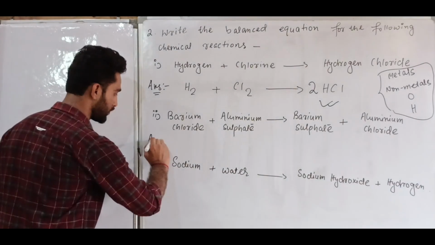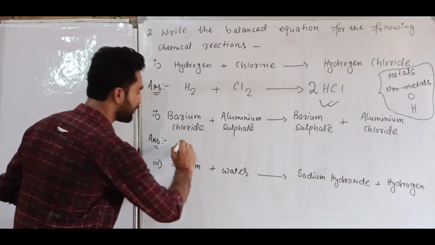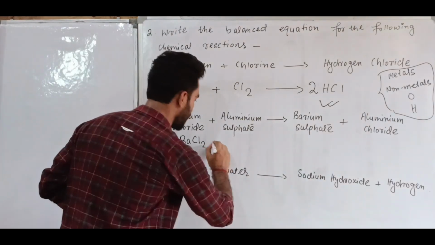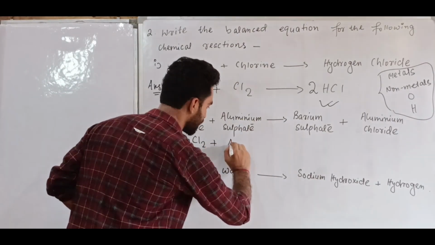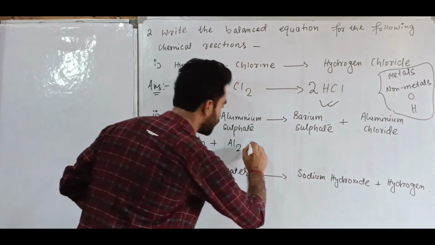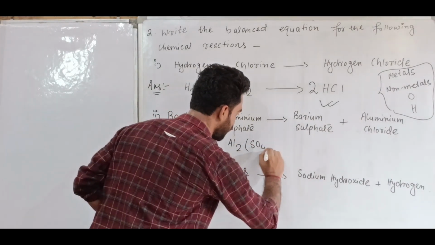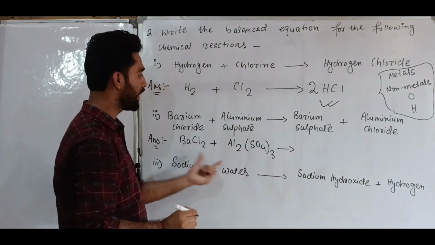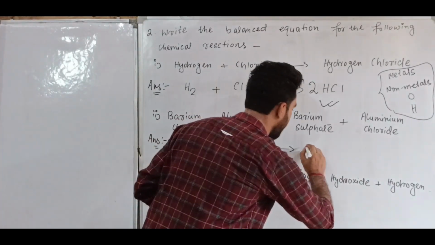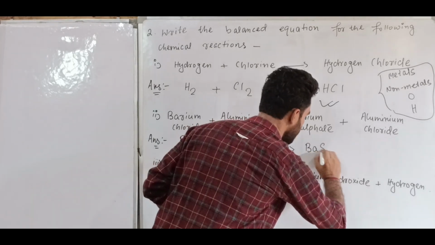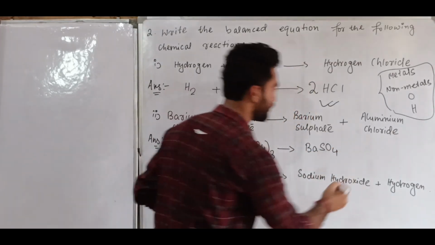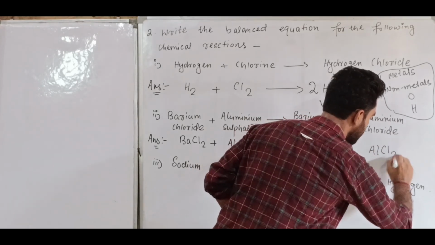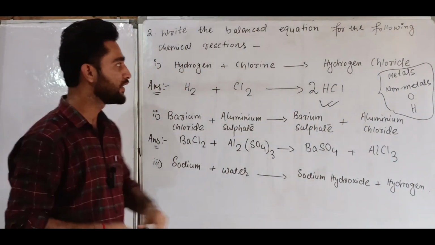Now second question. Barium chloride. Barium chloride formula is BaCl2. Barium chloride reacts with aluminium sulfate. Aluminium sulfate formula is Al2(SO4)3. So barium chloride reacts with aluminium sulfate, forms barium sulfate. Barium sulfate formula is BaSO4, plus aluminium chloride. Aluminium chloride formula is AlCl3.